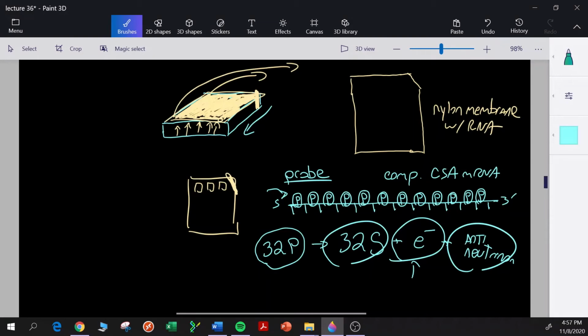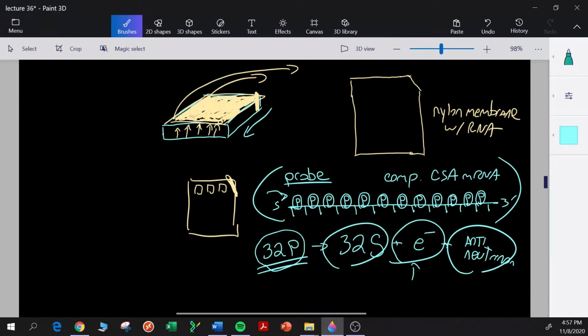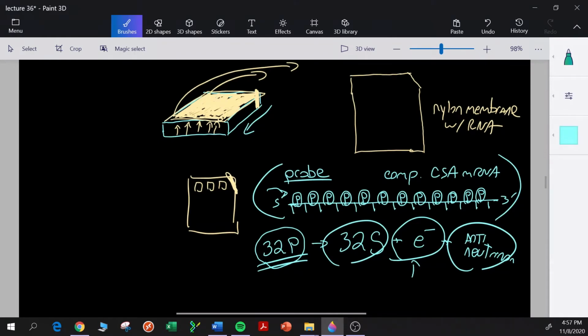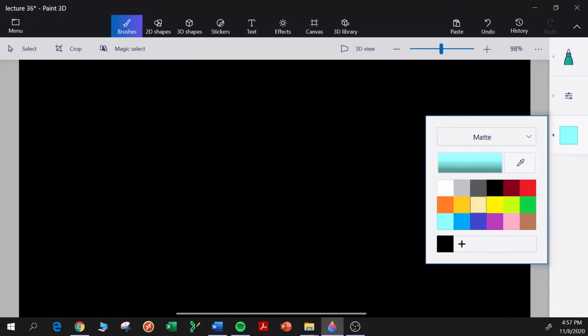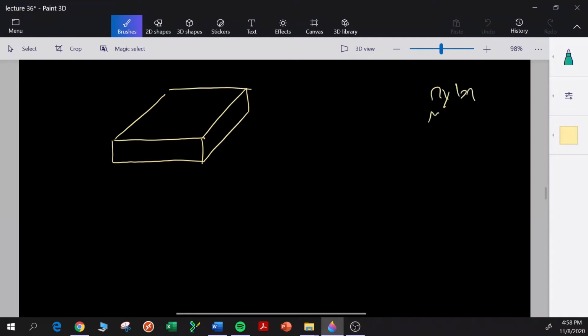This high-energy beta particle results when 32P breaks down. So after we make our probe, and the details of how it's made aren't important, we won't cover that in this video, but we have our probe, which is radioactive and complementary to the CSA messenger RNA. What we would do, there are a number of ways to do this, but we have our nylon membrane with RNA, and we have our probe. Oh, I forgot one thing.